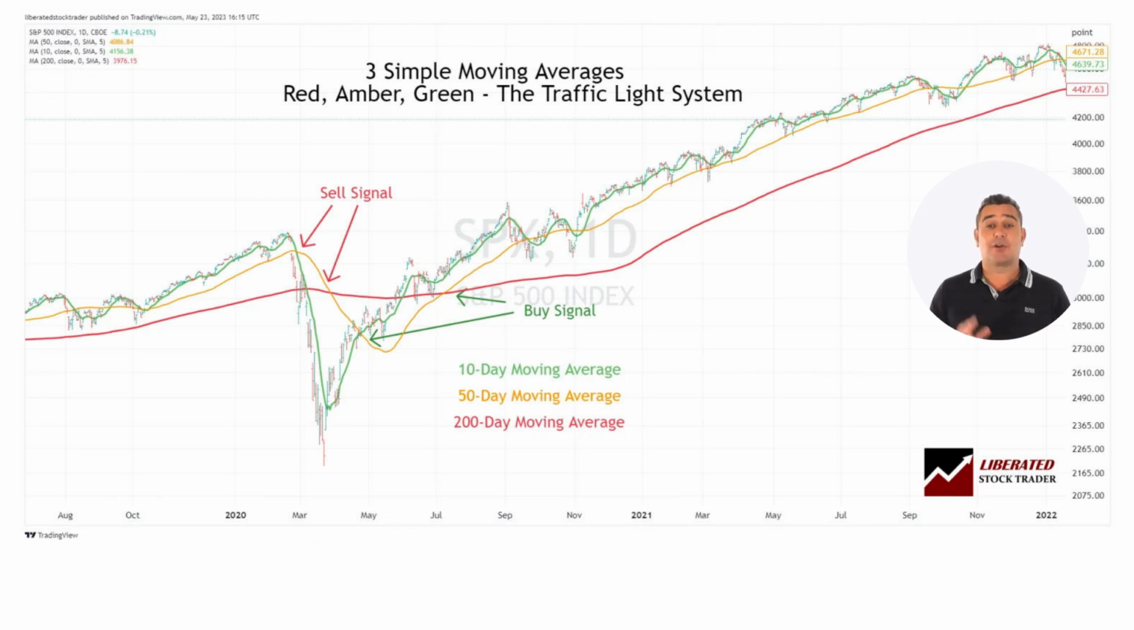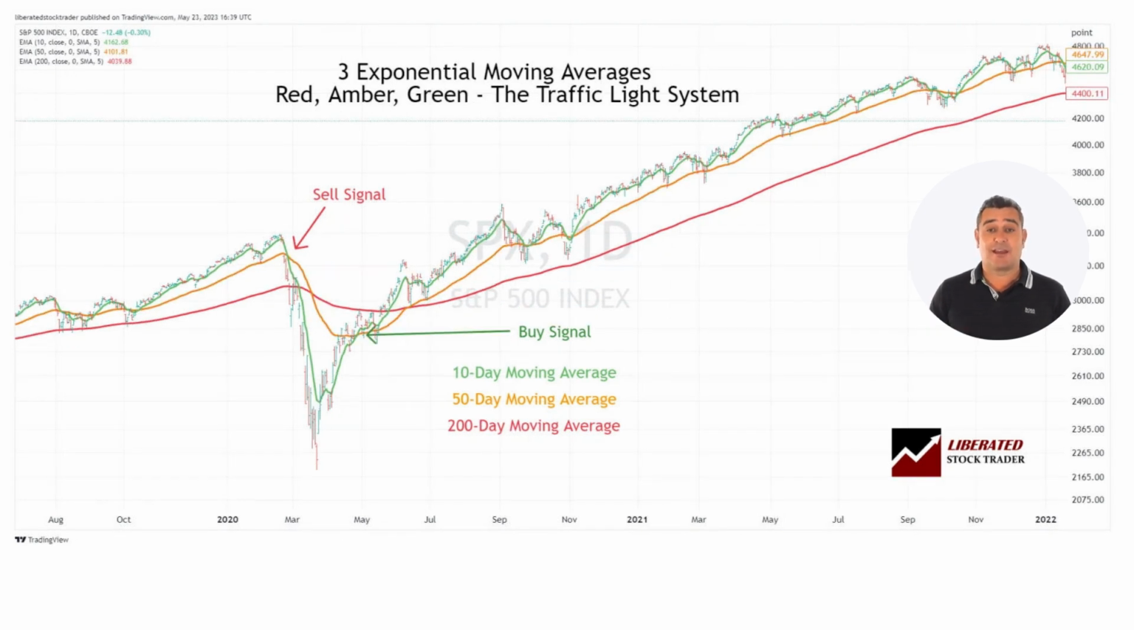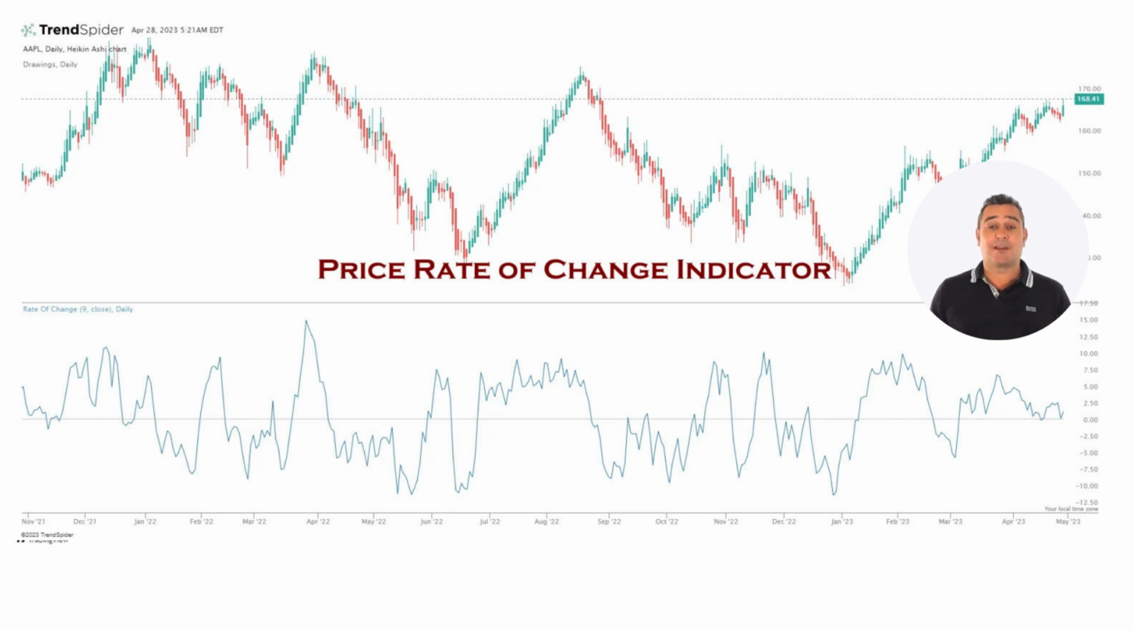Indicators are mathematical calculations applied to price or volume data, and they help confirm what your eyes see on the chart. One of the simplest indicators is the moving average, which smooths out price fluctuations to reveal the underlying trend. Another useful one is the exponential moving average, which reacts more quickly to recent price changes. You also have momentum indicators like the rate of change, which measure how quickly prices are moving.